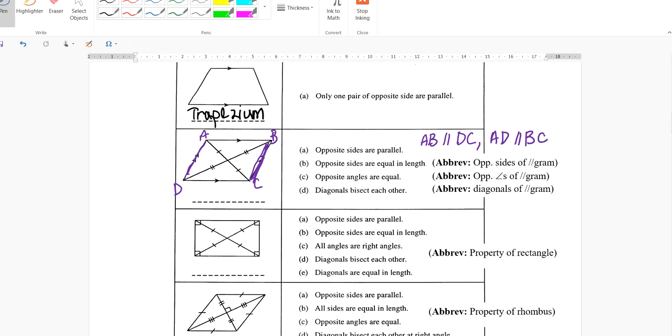Please write this down even if you know. And opposite sides are equal means that AB is equal to DC, and AD is equal to BC. Usually we call these the properties of a parallelogram. Opposite angles are equal. What do you mean by that?